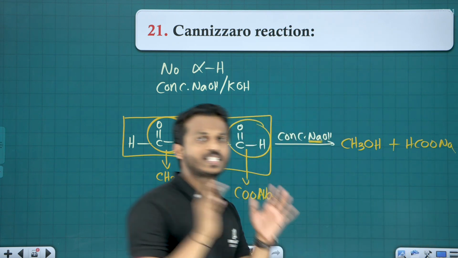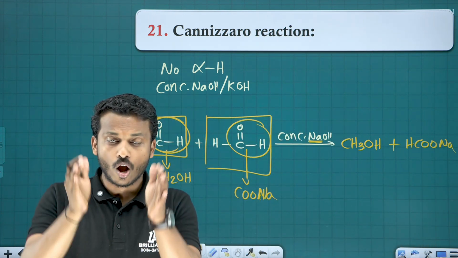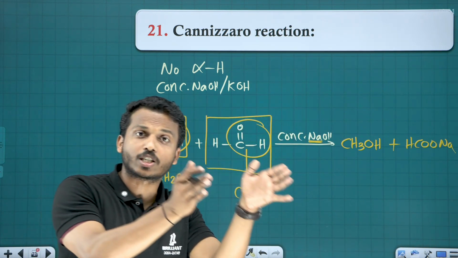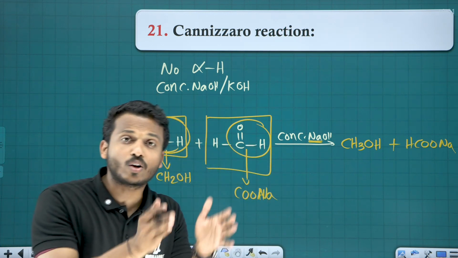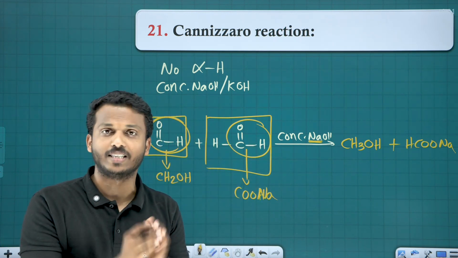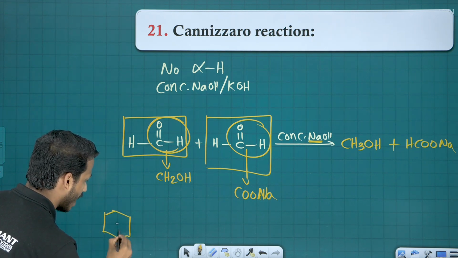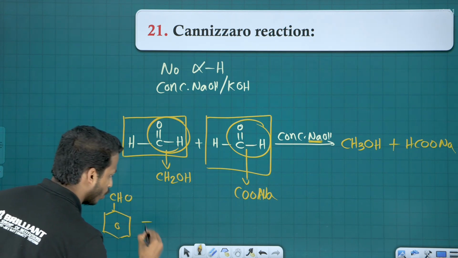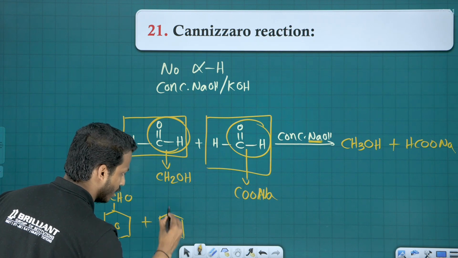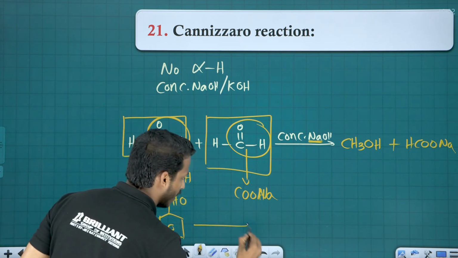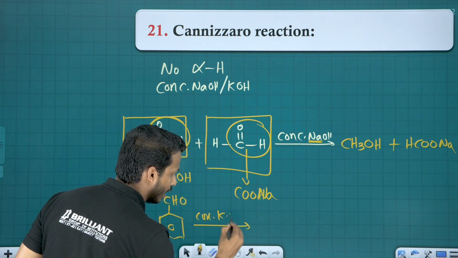HCOONa. So what is happening in the Cannizzaro reaction? One compound converts to the corresponding alcohol, and the second compound converts into the corresponding acid, sodium or potassium salt. Let me give you another example. Benzaldehyde is an aldehyde which does not contain any alpha hydrogen. So benzaldehyde plus benzaldehyde, I am using concentrated KOH.